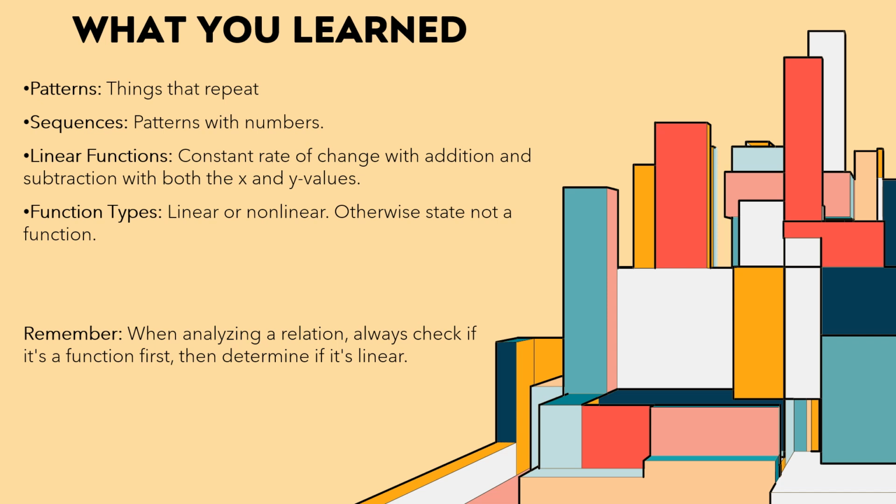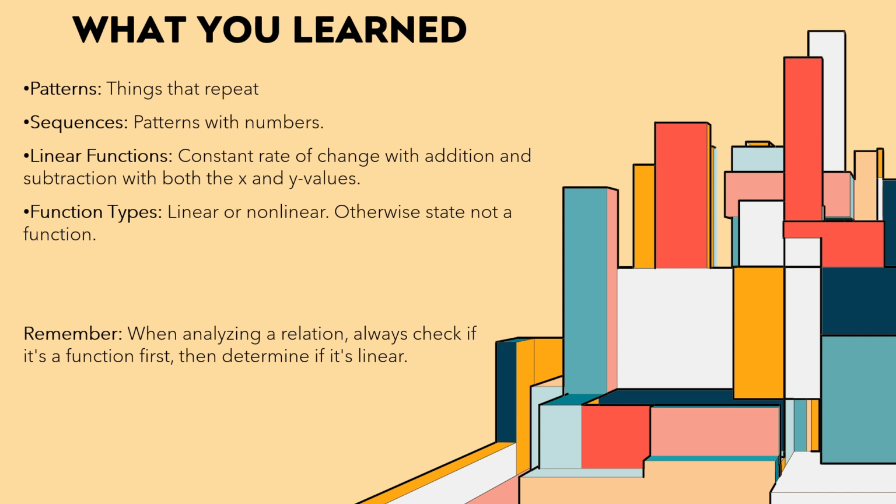A linear function is a relation that has a constant rate of change with both the x and y values, and that constant rate of change is found with addition and subtraction. If it's constant with multiplication or division, it is not linear, it's geometric. And at this point in the course, there's two types of functions. There's linear or nonlinear. And if a function is not a function, state, well, it's not a function.